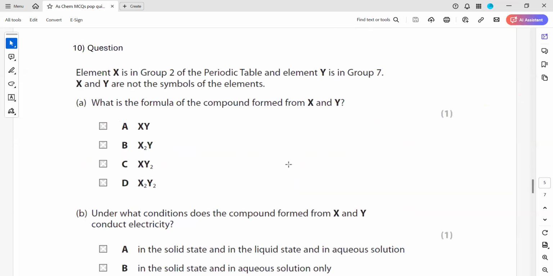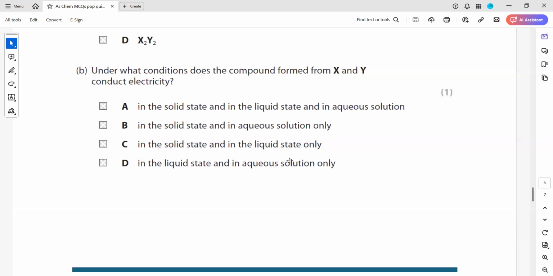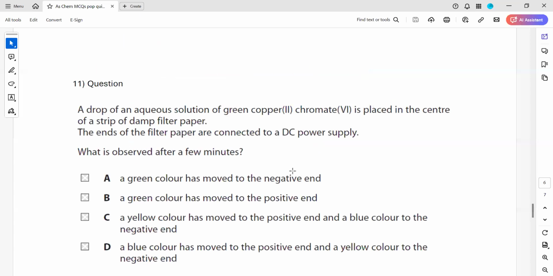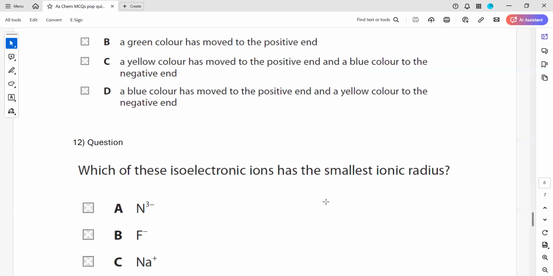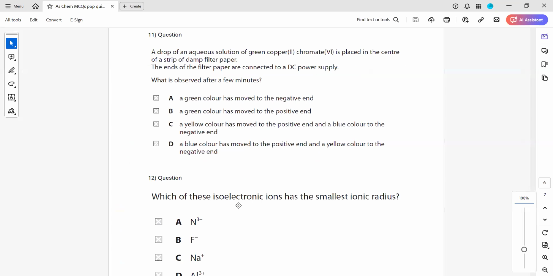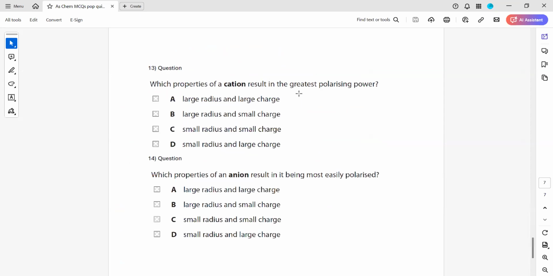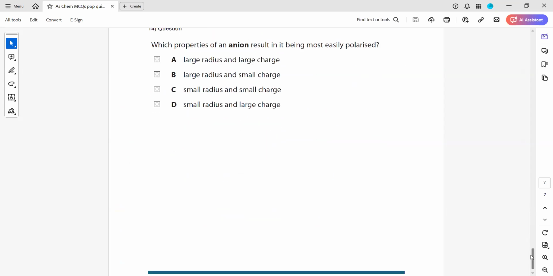Question 9, 10, any doubt? Question 11, any doubt? 11, 12. Question 11 or 12, any doubt? Question 13, 14. Any doubt? Question 14.